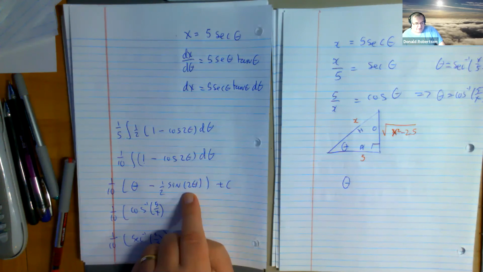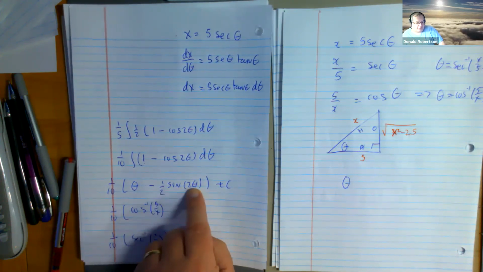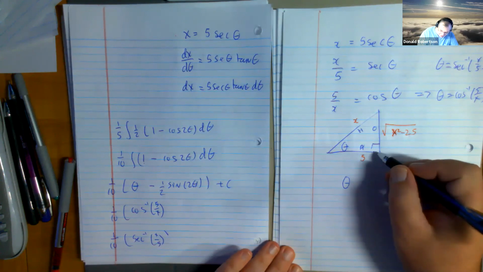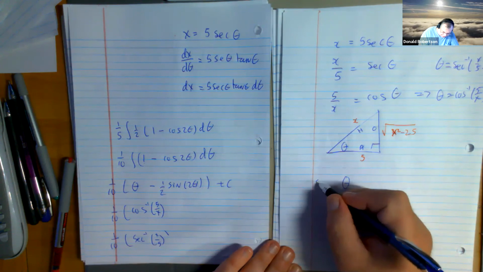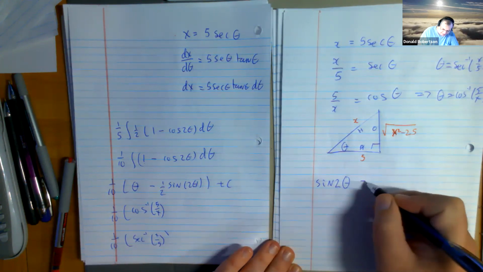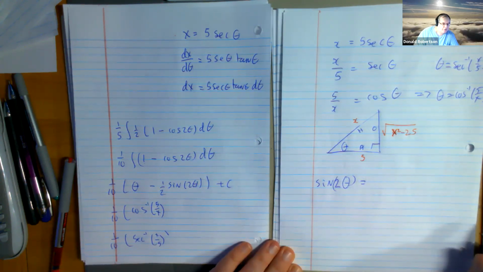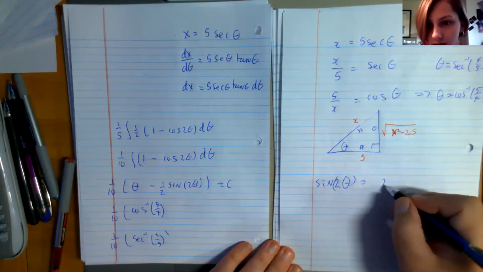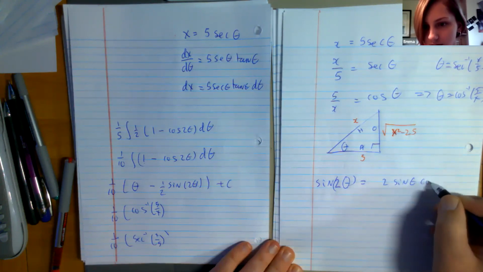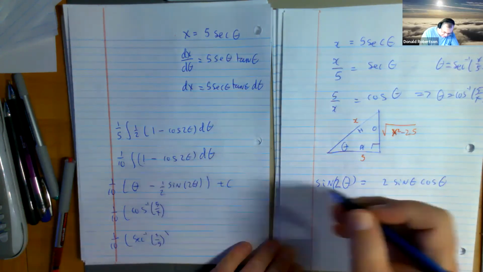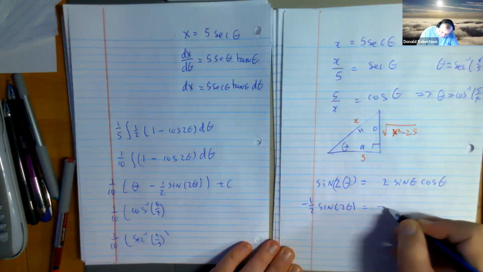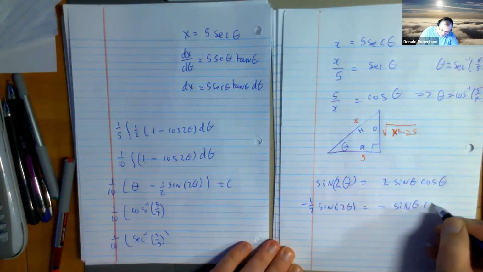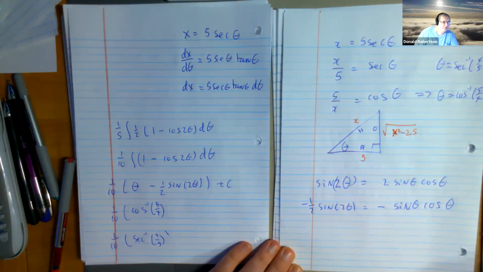Now I need to get this piece and we're finished, right? Now this triangle only deals with thetas. It doesn't deal with 2 thetas. That means I have to figure out another way of writing the sine of 2 theta, which would be 2 sine theta cosine theta. So negative a half of this guy becomes negative the sine of theta, cosine of theta.